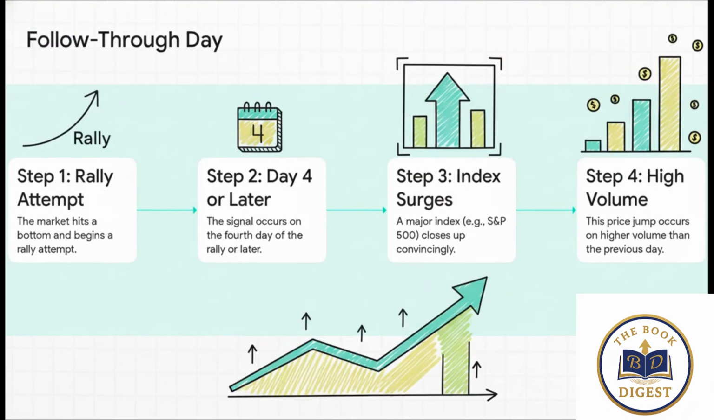So, the big question is, how do you know when the coast is clear? Well, O'Neill identified a really specific signal he called a follow-through day. Here's how it works. After the market has been down and then tries to rally for a few days, you're on the lookout for one specific thing. It's a single, powerful day where a major index like the S&P 500 just surges higher on way bigger than average volume. That's your green light. It's the market's way of shouting, the big guys are back in business.